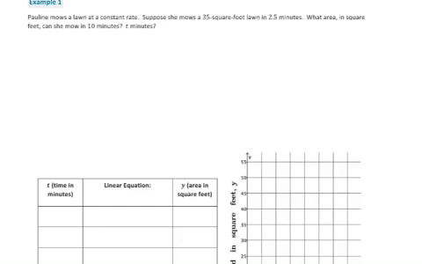Okay, so we want to figure out what the rate is. In order to find the rate, we're going to take the distance, or in this case, we'll call it the area, over time. So we know that she can cut 35 square feet in 2.5 minutes, which simplified works out to be 14 square feet per minute.